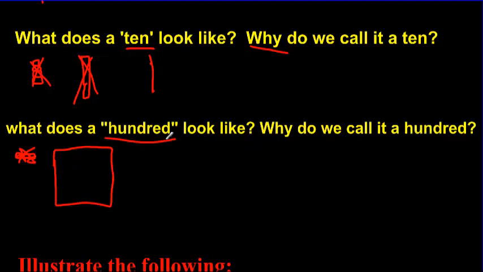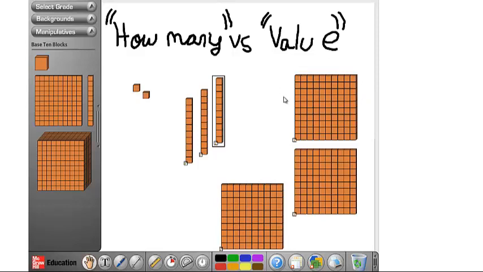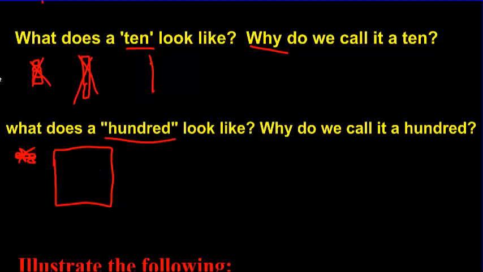Why do we call it 100? Because there are 100 little squares. There's 100 little ones connected together to form this big box. So we call it 100.